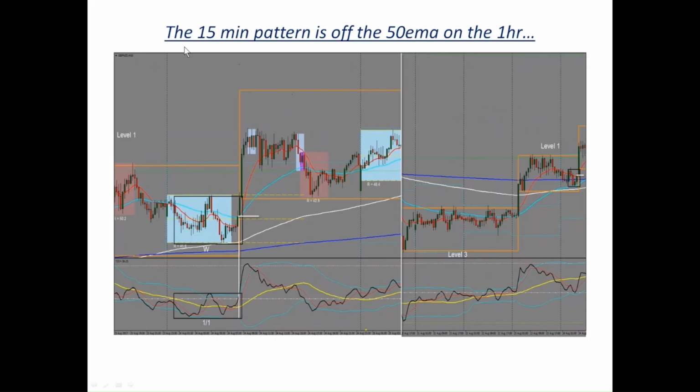So here's an example. We talked about this. 15-minute pattern is off the 50 EMA on the 1 hour chart. Okay, so here on the 1 hour, I don't have these blue boxes, 15 minutes the blue box, right? So you can see 15 minutes right there. So here it's coming off the level 3, 1350 cross, first pull back. Here's the 50-50 bounce, bouncing off the water. Long, right?